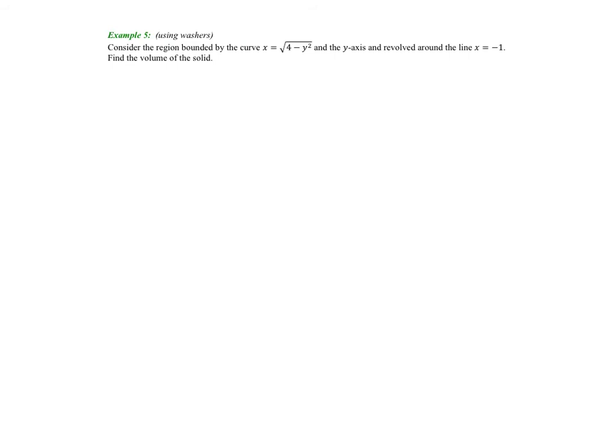Example 5, last example for this day's notes. Consider the region bounded by the curve x equals the square root of 4 minus y squared and the y-axis, and revolved around the line x equals -1. So now we're not revolving around an axis that we're typically used to, like the x-axis or y-axis. We're going to be revolving around some other, in this case, a vertical line, x equals -1. So let's draw a general sketch here real quick.